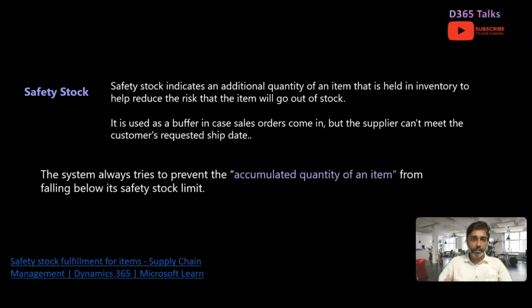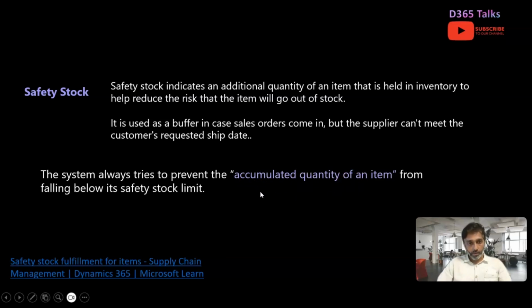Whenever master planning runs, it also generates planned orders in order to fulfill the safety stock, not just the demand which comes from the sales order. So the system always tries to prevent the accumulated quantity of an item from falling below its safety stock limit. This is why we discussed the net requirements in the previous episode, and then we want to get into the safety stock, because when we calculate the safety stock, the master planning engine always tries to prevent the accumulated quantity of an item from falling below it.